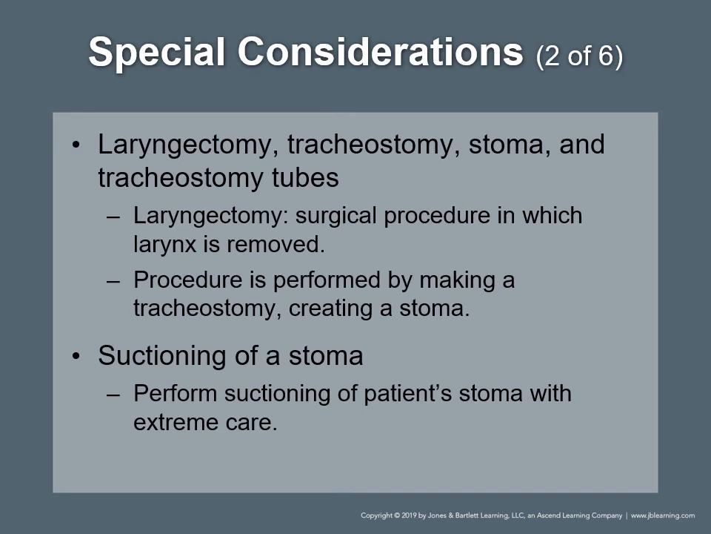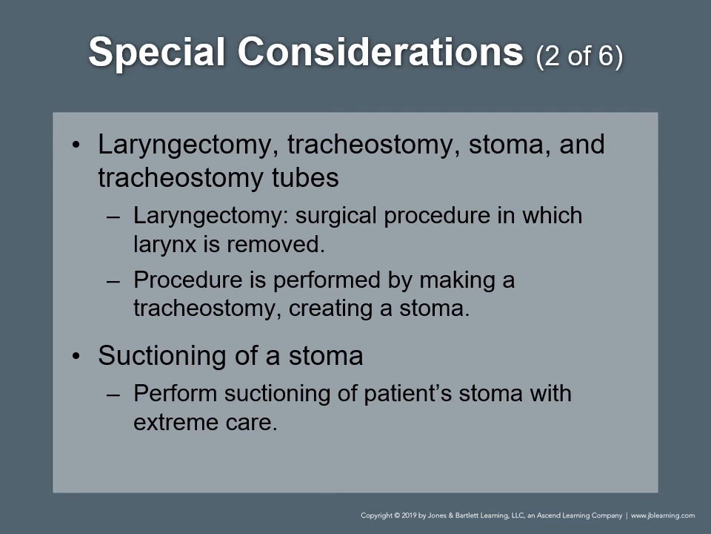Laryngectomy, tracheostomy, stoma, and tracheostomy tubes. Laryngectomy is a surgical procedure in which the larynx is removed. This is performed by making a tracheostomy, thus creating a stoma. Surgical removal of the entire larynx is called total laryngectomy. A partial laryngectomy entails surgical removal of a portion of the larynx. Artificial ventilation through the nose and mouth may still be effective after a partial laryngectomy.